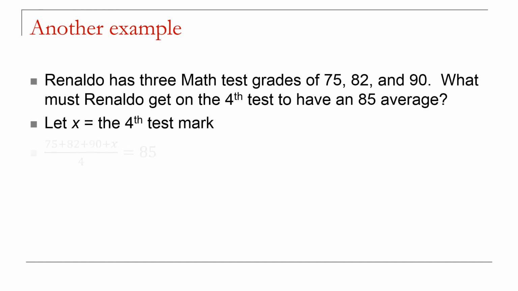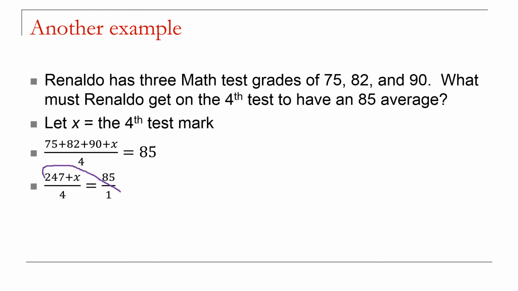So here's what my equation looks like. 75 plus 82 plus 90 plus X, the addition of all the scores, divided by 4, the number of scores, should be equal to the average, which is 85. Then I'm going to combine all of my numbers on the top of the fraction. I'm also going to put 85 over 1 to create a proportion. At this point, I'll now cross multiply all the way across.